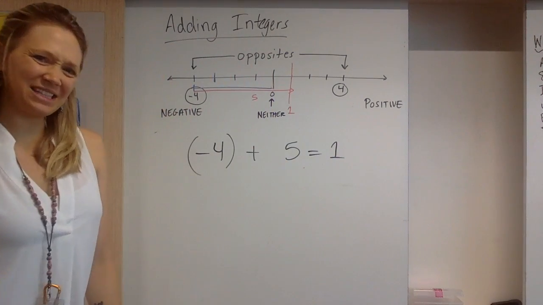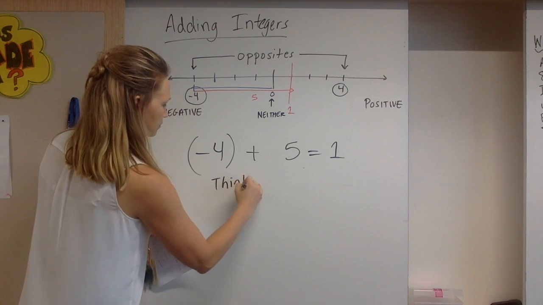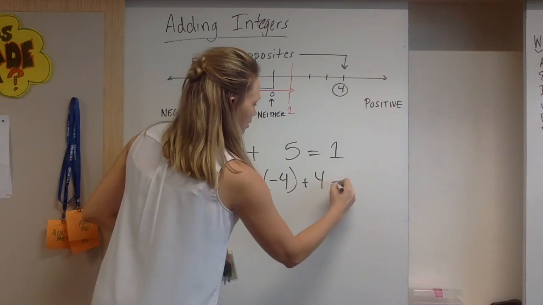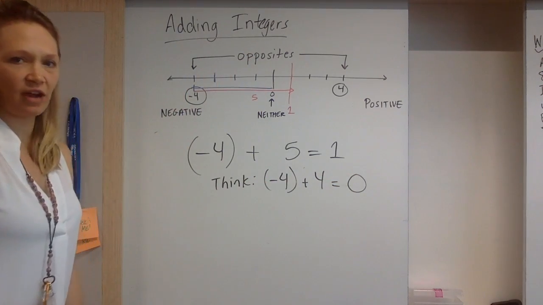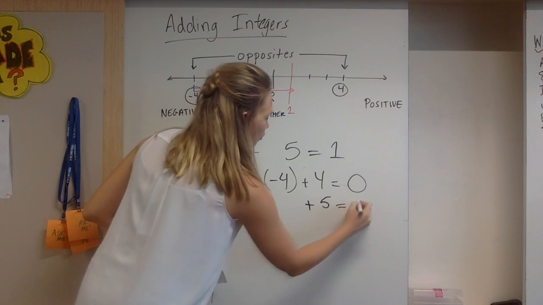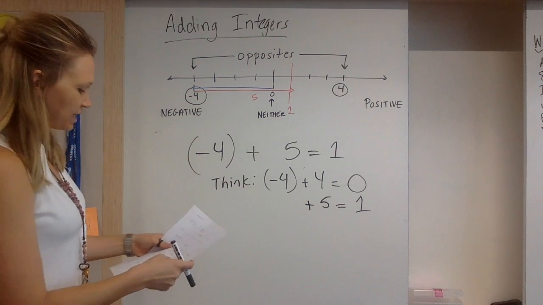I hope that makes sense to you, because if you think about it, -4 plus 4 is 0, right? They cancel each other out. Well, if you're adding 5 then, it's 1 more than 4. So that'll give you 1. Okay? So that's kind of the way to think about it.